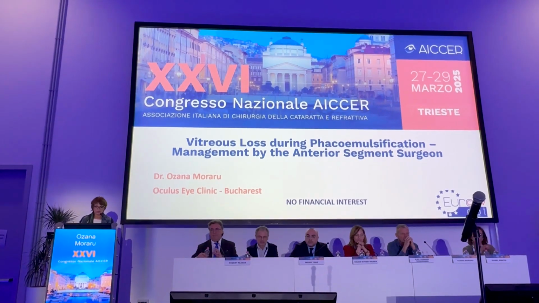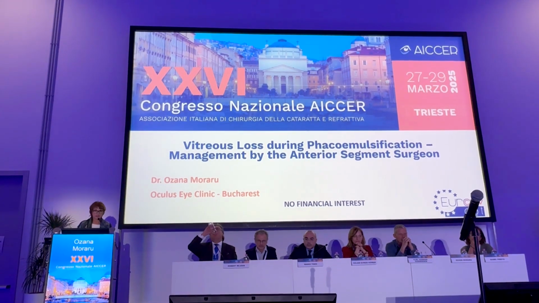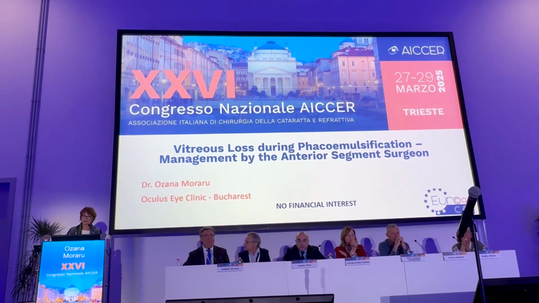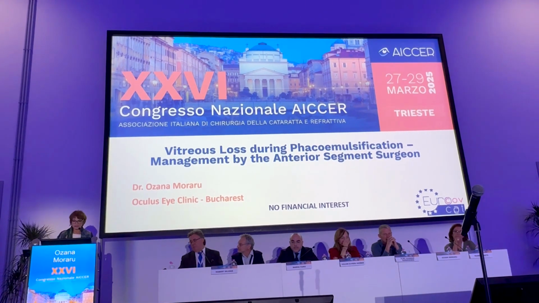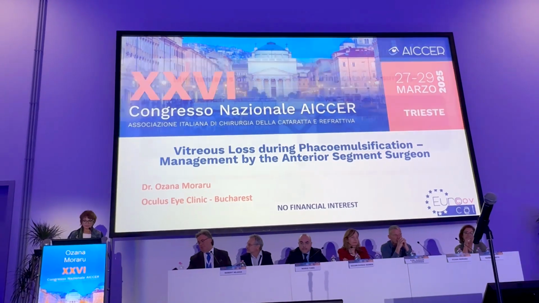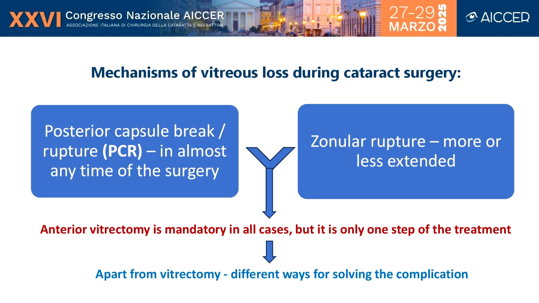I've been asked to talk about the vitreous loss during phacoemulsification, which is a complication that you don't really want to see during your cataract surgery, but still it happens. There are two main mechanisms of vitreous loss during cataract surgery. The posterior capsule break or rupture, PCR, which can happen at almost any time of the surgery, unfortunately. And the second one is the zonular rupture, which can be more or less extended. In both cases, anterior vitrectomy is mandatory, and this is only one step of the surgery.